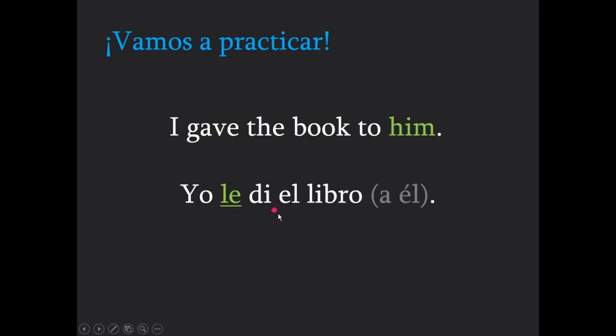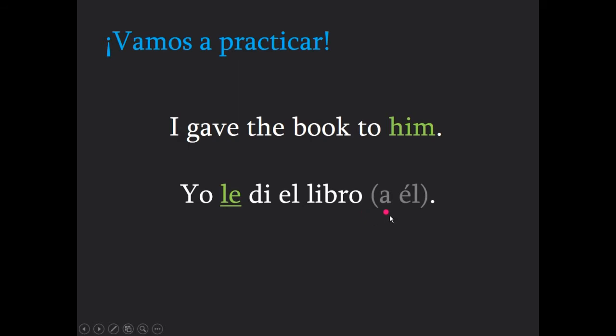Notice our indirect object pronoun. In English, our indirect object pronoun is "him." In Spanish, it's le. Notice in English, it comes after our verb, but in Spanish, it comes in front. Because once again, the rule is if you have one verb, which we do, we only have one verb right here, the indirect object pronoun has to come in front of that. Okay, yo le di el libro.